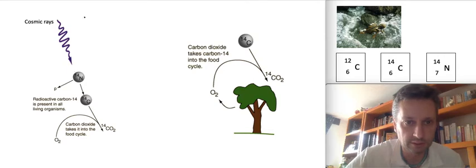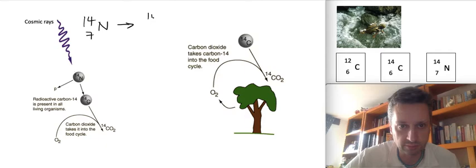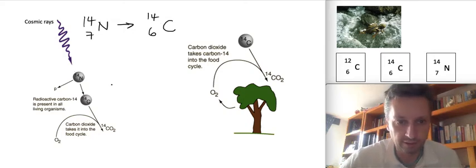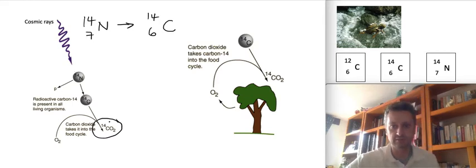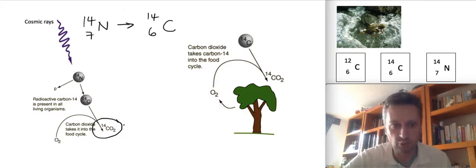So if I just write this little equation, this is normal nitrogen. If normal nitrogen loses a proton, as you can see here, it goes from 14,7 to 14,6. 6 is the proton number of carbon, so therefore you've formed radioactive carbon, carbon 14. That radioactive carbon is basically formed into carbon dioxide in the atmosphere. So most of the carbon dioxide in the atmosphere contains carbon 12. A small percentage contains carbon 14.